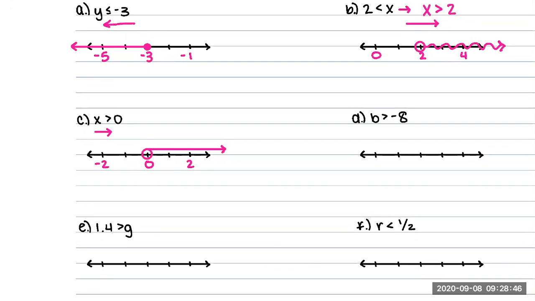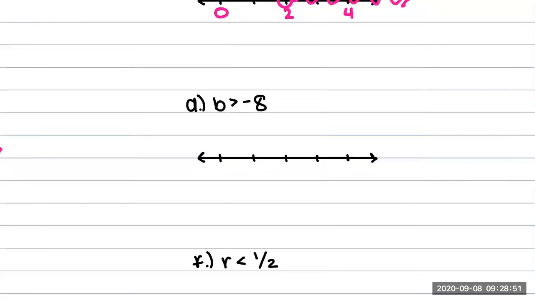For D, we have b is greater than -8. So again, this one is not equal to, so we're going to do an open circle on that -8. And then our line is going to run to the right since our variable comes first and our inequality sign points to the right.